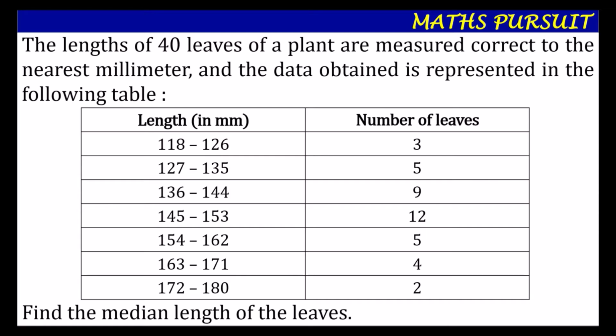So 118 to 126 millimeter, number of leaves are 3; 127 to 135, number of leaves 5; 136 to 144, number of leaves 9; 145 to 153, number of leaves 12; 154 to 162, number of leaves 5; 163 to 171, number of leaves 4; and finally 172 to 180, number of leaves 2. And the question is asking us to find the median length of the leaves. So guys, let us see how we can find the median length of the leaves from this given information.